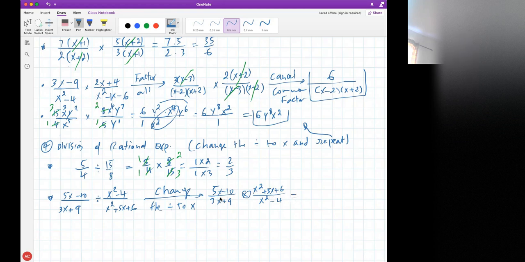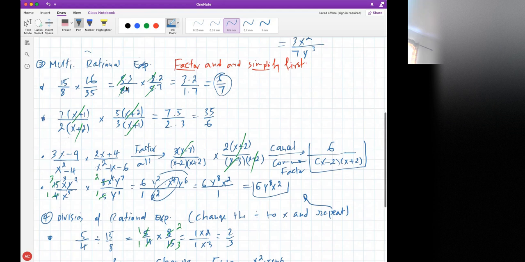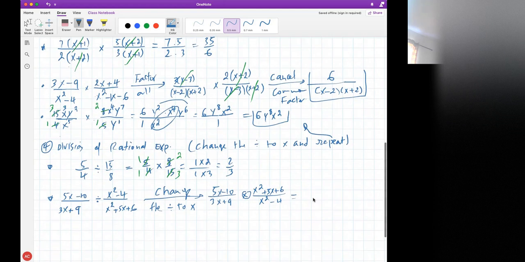All right, so again, once you have a multiplication, you're back to this. So everything we've done here still applies. So what happens next? Simplify. That's right. And factor first. So factor everything as much as possible.